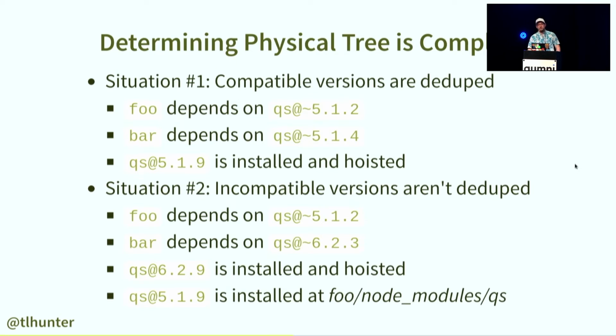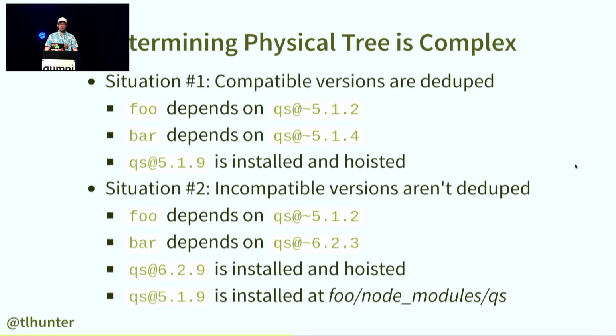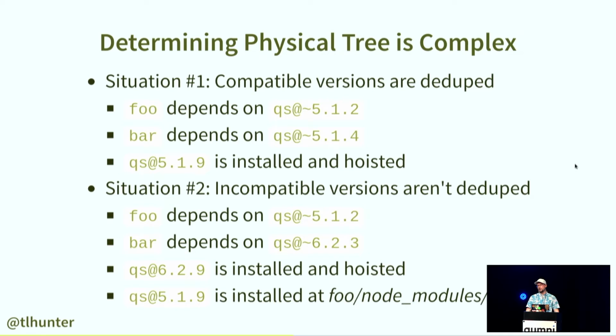Determining this physical tree isn't always completely straightforward. There's a bit of complexity involved. So we can consider one situation that's fairly straightforward. In this case, the application depends on the foo package and the bar package. Both of those depend on the QS package.